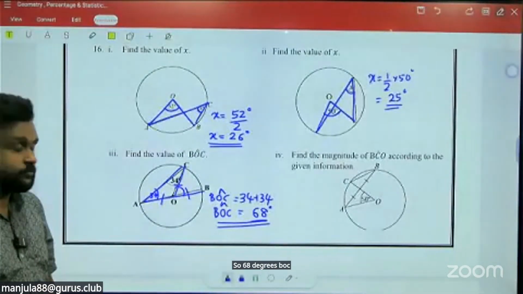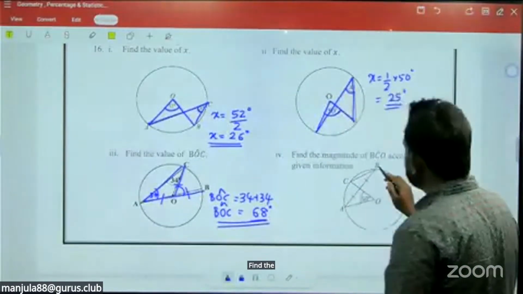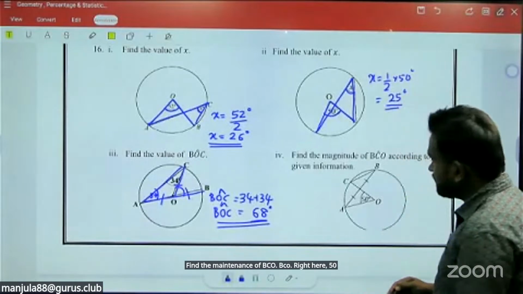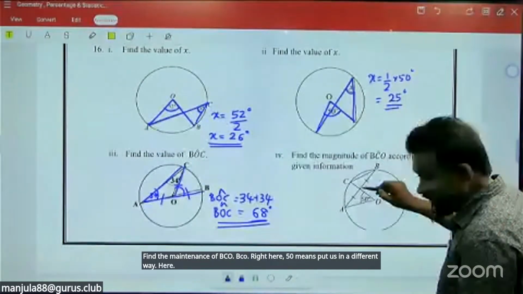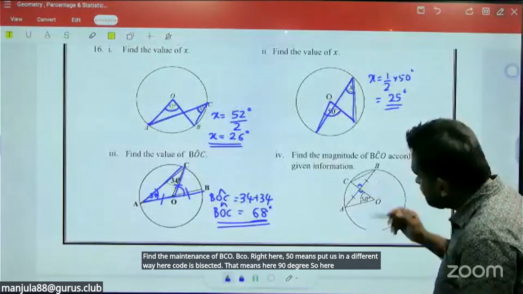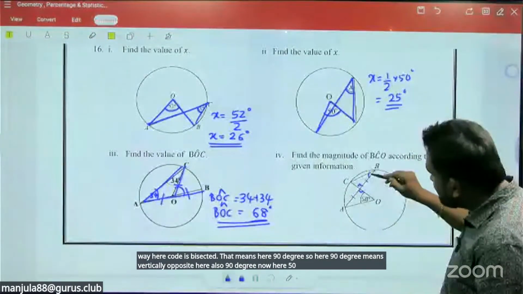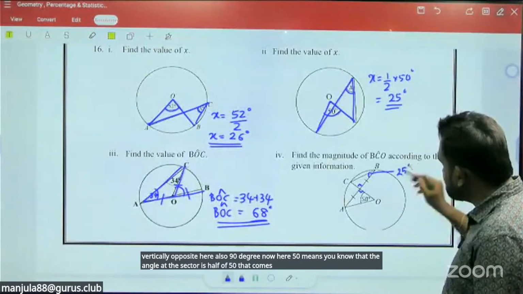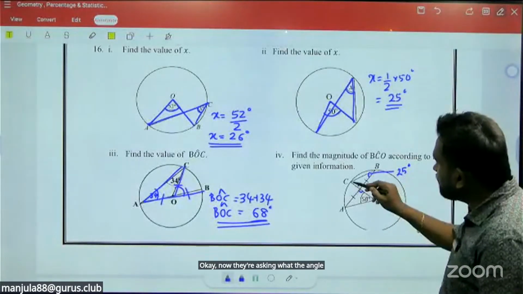Okay, fine. So the fourth one, find the magnitude of BCO. Here 50, so we can see a different way. Here the chord is bisected, that means here 90 degrees. So here 90 degrees, vertically opposite, here also 90 degrees. Now here 50, you know that the angle at the sector is half of 50, that comes as 25 degrees. Now they are asking what the angle BCO is, I write it as x.